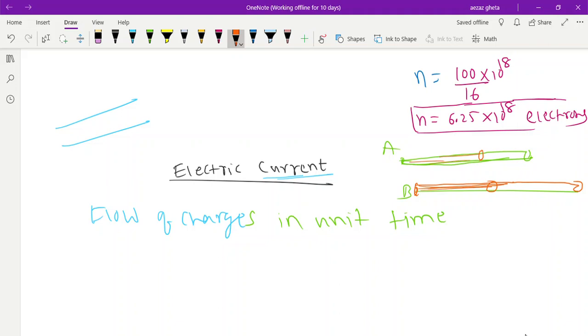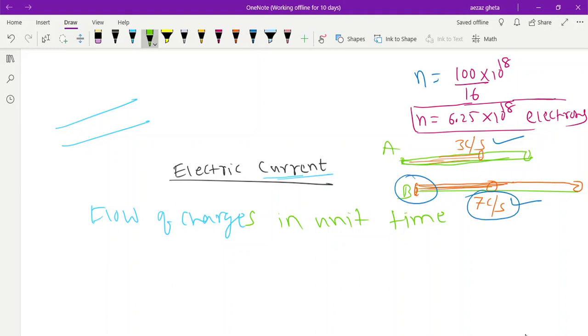For example, if I say that through this area 3 coulomb of charge is passing in 1 second, and through this one 7 coulomb of charge is passing in 1 second, then what is the electric current? Here, how many charges are passing in 1 second gives the current: the current flowing through this is 3, and here the current flowing through is 7. So where is the current flowing more? In the case of B, because more charges are passing in 1 second. In which case more charge passes in 1 second, that constitutes more current. Hope you understood.